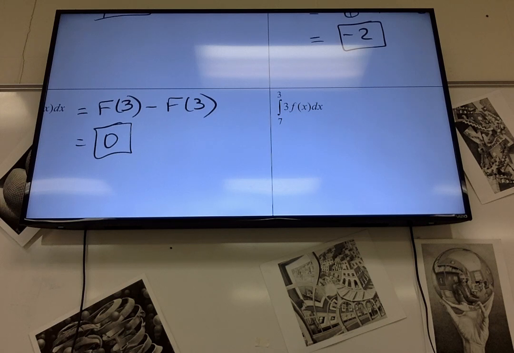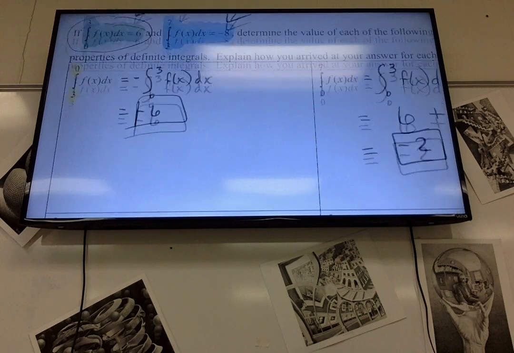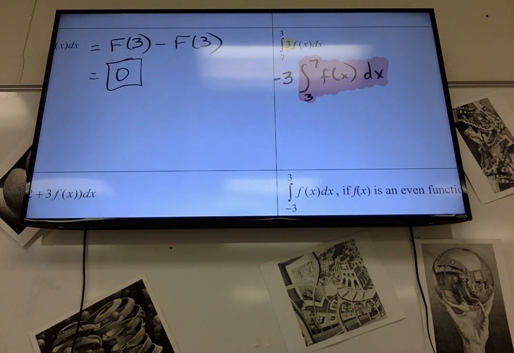On this next one, I can pull that 3 out in front. And then I'm going from the higher one to the lower one. And up here it goes from 3 to 7. So what do I have to do if I flip it? The opposite. Yep, change it to its negative. So I'm going to put a negative in front of that 3. And I can replace this with negative 8 because that's what it was equal to.